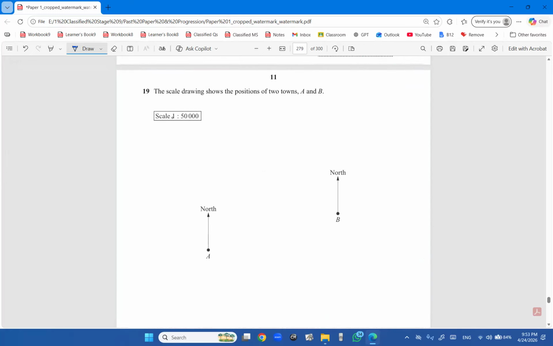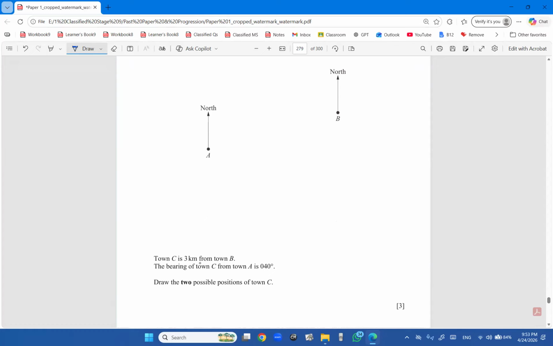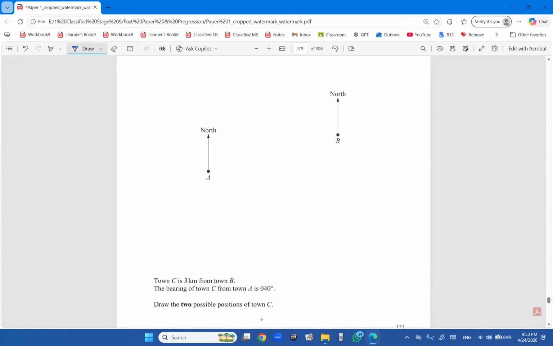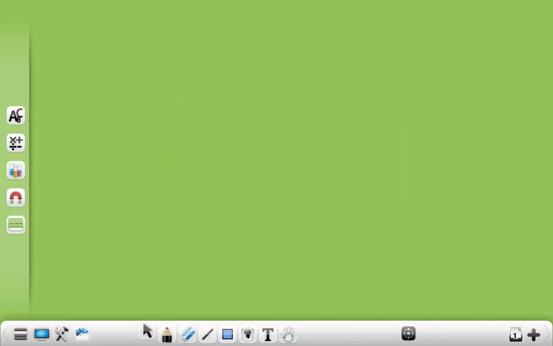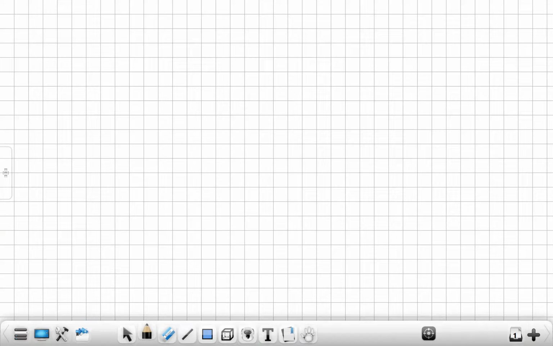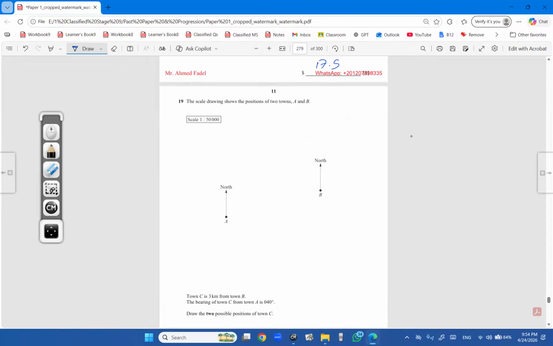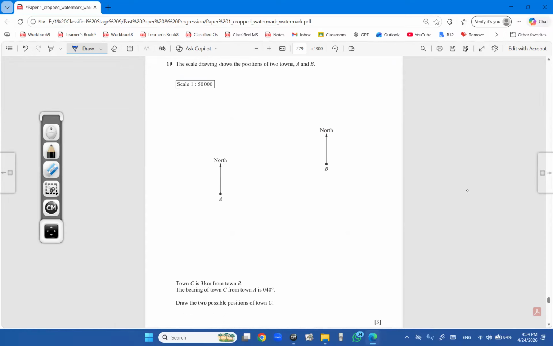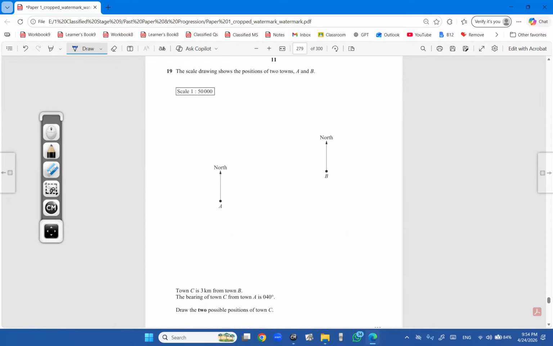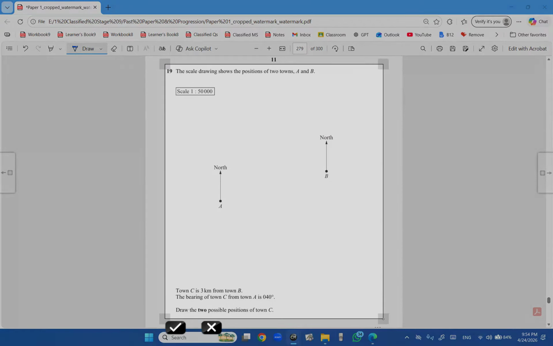Question 19. The scale drawing shows the positions of two towns, A and B. Town C is 3 kilometers from town B. I'm going to need to open the application over here and take this whole question.